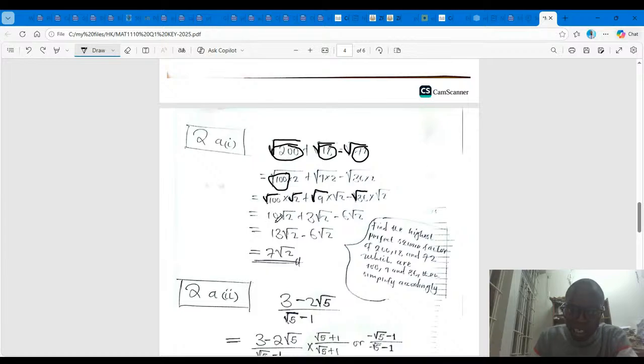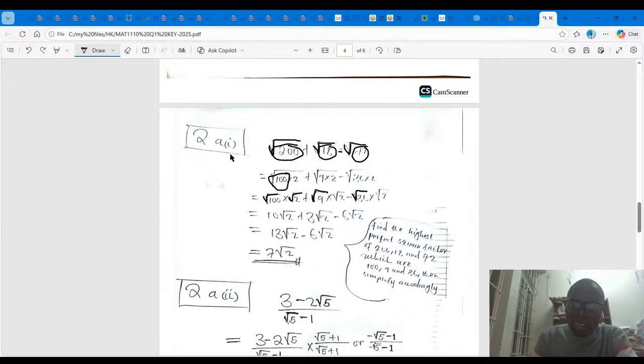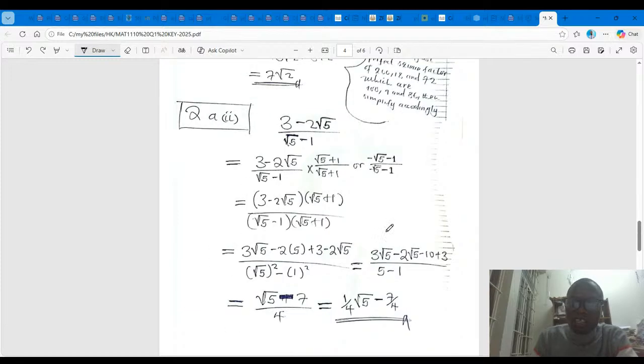So I know that 10 root 2 plus 3 root 2, that is 13 root 2. Then I subtract 6 root 2 from 13 root 2. That gives me 7 root 2 as the required answer. So the key component here is how to simplify the surds. If you get that right, then we are together.